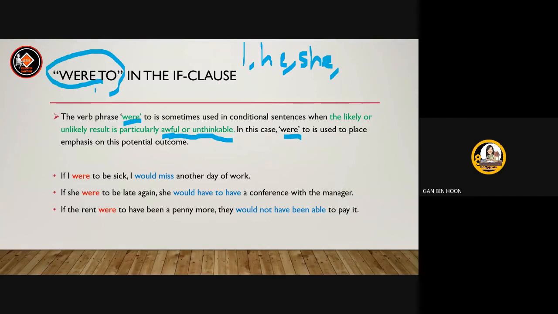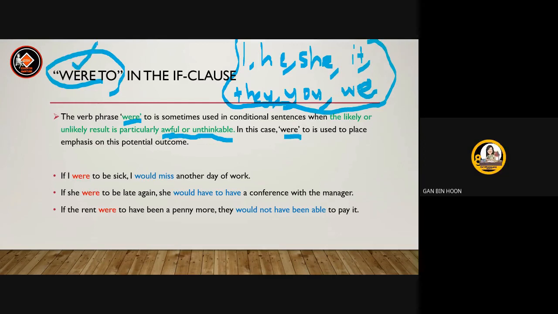Okay. So, kenapa guna were? Bermaksud here, it means that I, he, she, it, they, you, we. Okay, these are called pronouns. Semua ini, all these, hanya guna were. You are using were. Okay, why? If the situation is awful or unthinkable, tak logik. Example: if I were to be sick, I would miss another day of work.